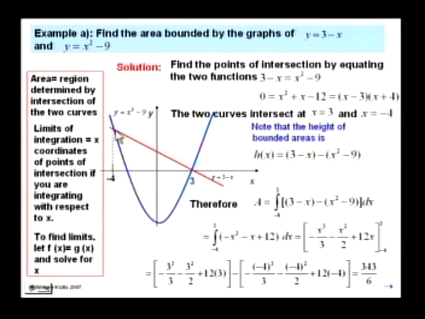So I'm going to integrate from minus 4 to 3 the top function, which is linear, minus the bottom function, which is quadratic. Remove the bracket, have this expression and simplify. So the expression is this one. Now I'm going to integrate it term by term. This one here will give me minus x cubed over 3. This one here will give me minus x squared over 2. This will give me 12x. Evaluate from minus 4 to 3.